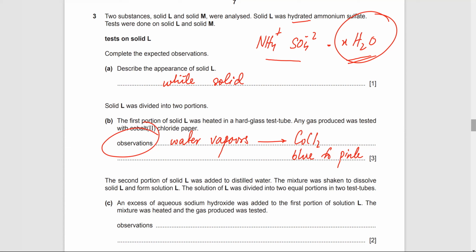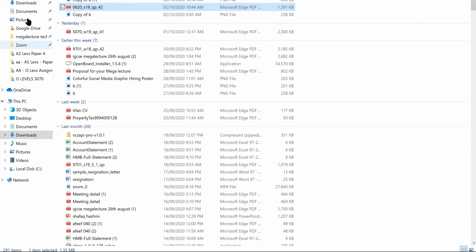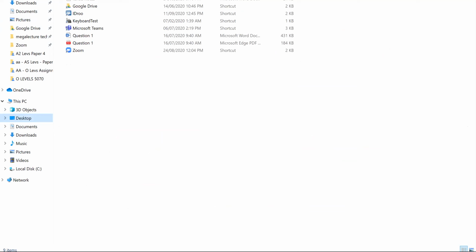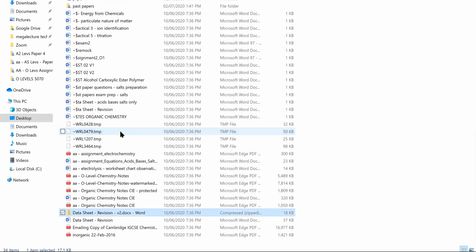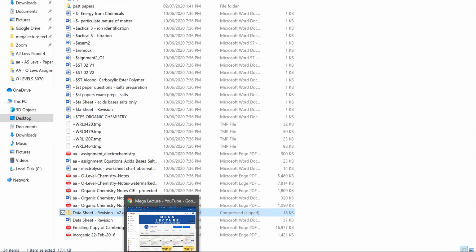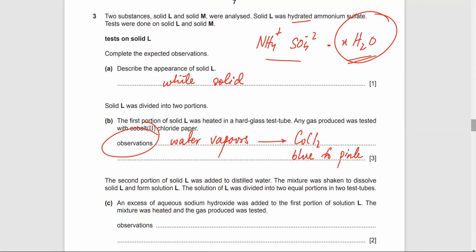So the sheet. Let me open this. I gave you a data sheet when we were doing acid, base, and salts. Can you share it? Okay. Just 1 second. Let me send this again, 1 second. Let me open the drive.